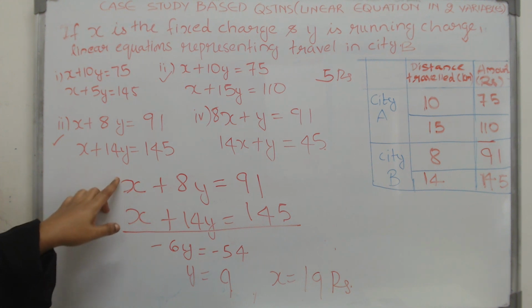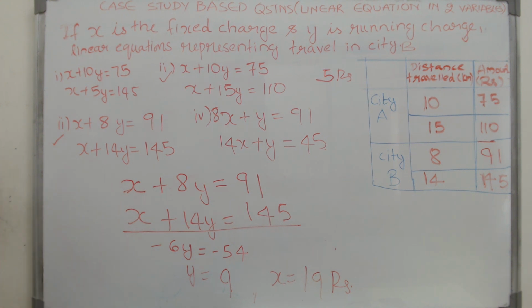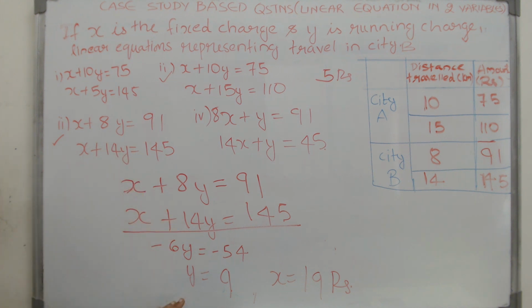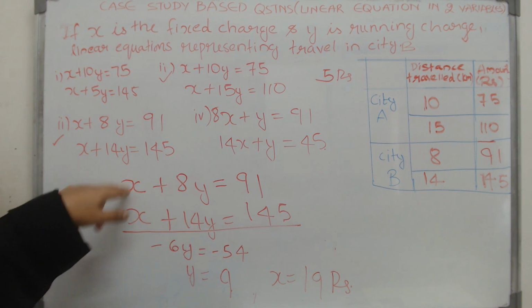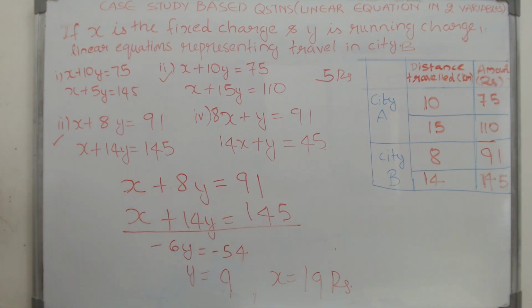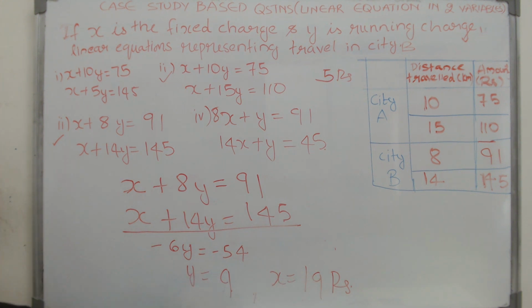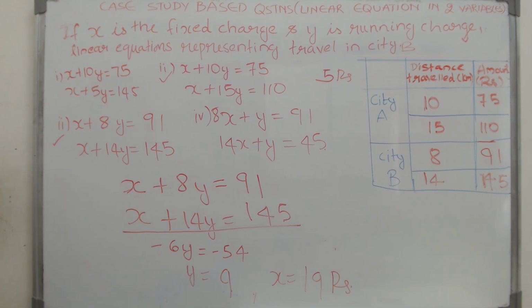So how do you solve the equation? The good news is the coefficient of x in both of these equations is 1. So all you have to do is subtract both the equations, get rid of x, get an equation just in y. You will get y is equal to 9 and substitute it here. Then you will get x is equal to 91 minus 72, which is 19 rupees. So that is your initial charge, your fixed charge, and this is what the person has to pay in city B. This is what the person has to pay after every 1 kilometer.